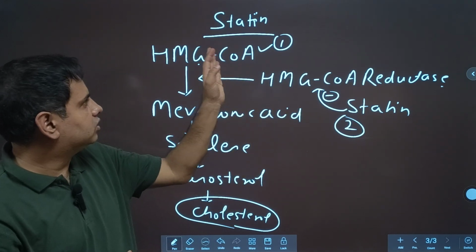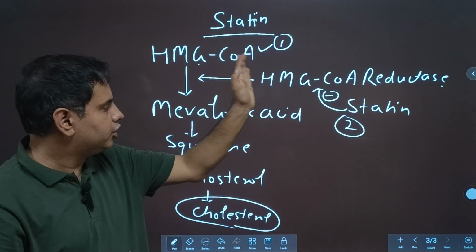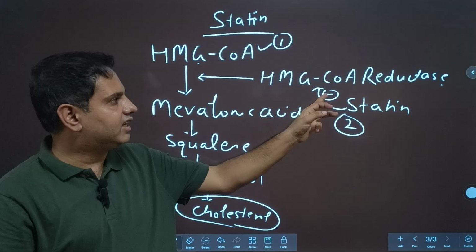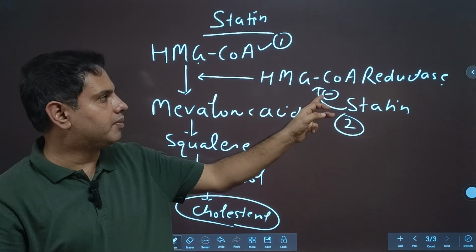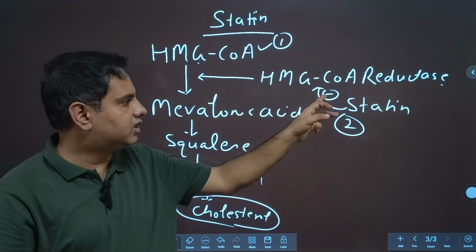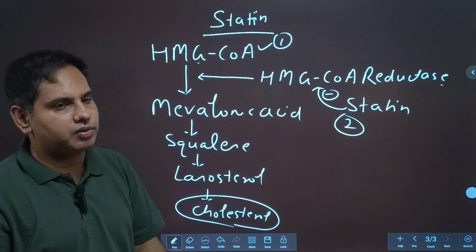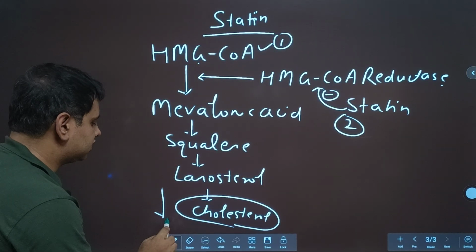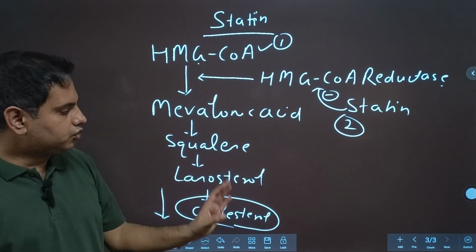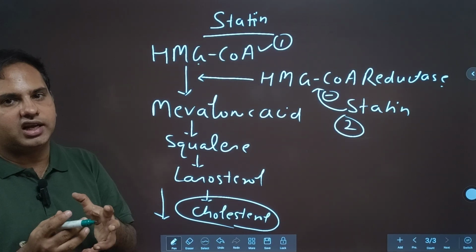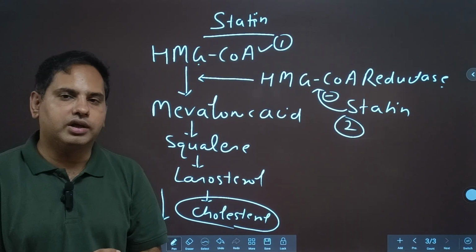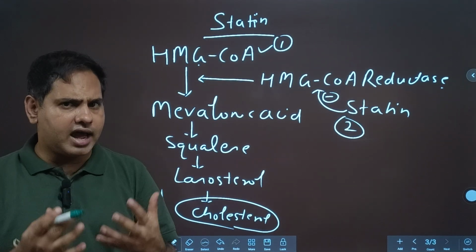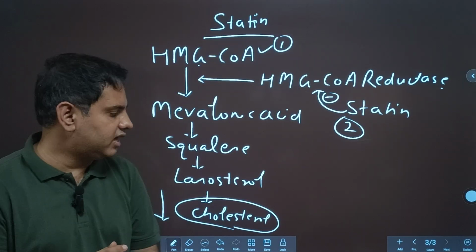Otherwise, if it's not blocked, HMG-CoA will convert into mevalonic acid and ultimately cholesterol will be formed. In this case statins win the competition because they are competitive inhibitors of HMG-CoA reductase. So it blocks HMG-CoA reductase, and due to that cholesterol will not be synthesized. When cholesterol is not biosynthesized in the liver, what will happen? I told you in earlier videos as well, the body has a compensatory mechanism. So how will the body try in this case?